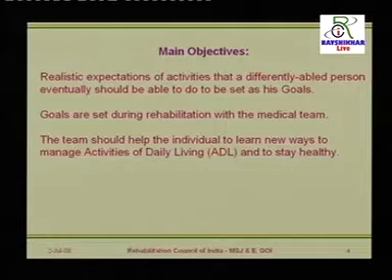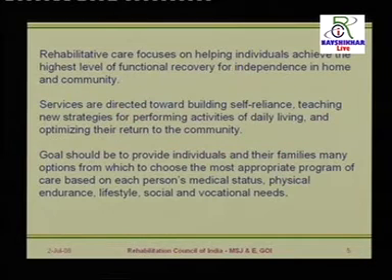Now, when I talk about my experience, I am an engineer, so I will say what role I played as a technologist in improving the life of a differently abled person. The main objective is realistic expectations of activities that a differently abled person eventually should be able to do, so that he can set his goal. This is with the help of the team members, and goals are set during rehabilitation with a medical team. The team should help the individual learn new ways to manage activities of daily living, that we call independent living. So this is needed to set the goal basically.